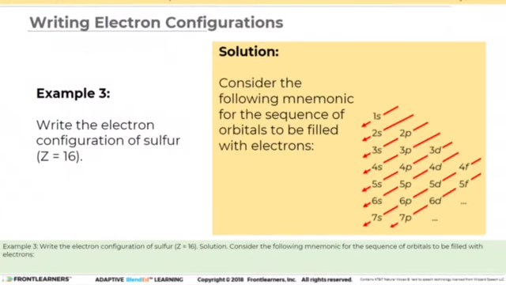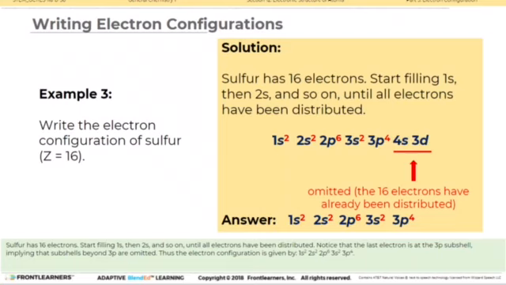Example 3. Write the electron configuration of sulfur, Z is equal to 16. Solution. Consider the given mnemonic for the sequence of the orbitals to be filled up with electrons. Start by filling 1s, then 2s, and so on until all electrons have been distributed. Notice that the last electron is in the 3p subshell, implying that subshells beyond 3p are omitted. Thus, the electron configuration is given by 1s2, 2s2, 2p6, 3s2, and 3p4.